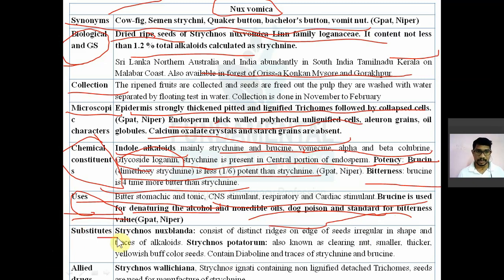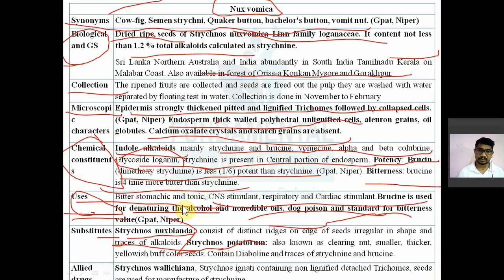And what is the substitute for this? The substitutes are Strychnos nux-blanda and Strychnos potatorum. These are the two species which are used as a substitute for the original drug. You can identify Strychnos nux-blanda: it has distinct ridges on the edge of the seed, irregular shape, and traces of alkaloid. The seeds have somewhat different lines on top and are irregular in shape. Like Nux-vomica has a disc shape, but Strychnos nux-blanda will be of a slightly different shape.